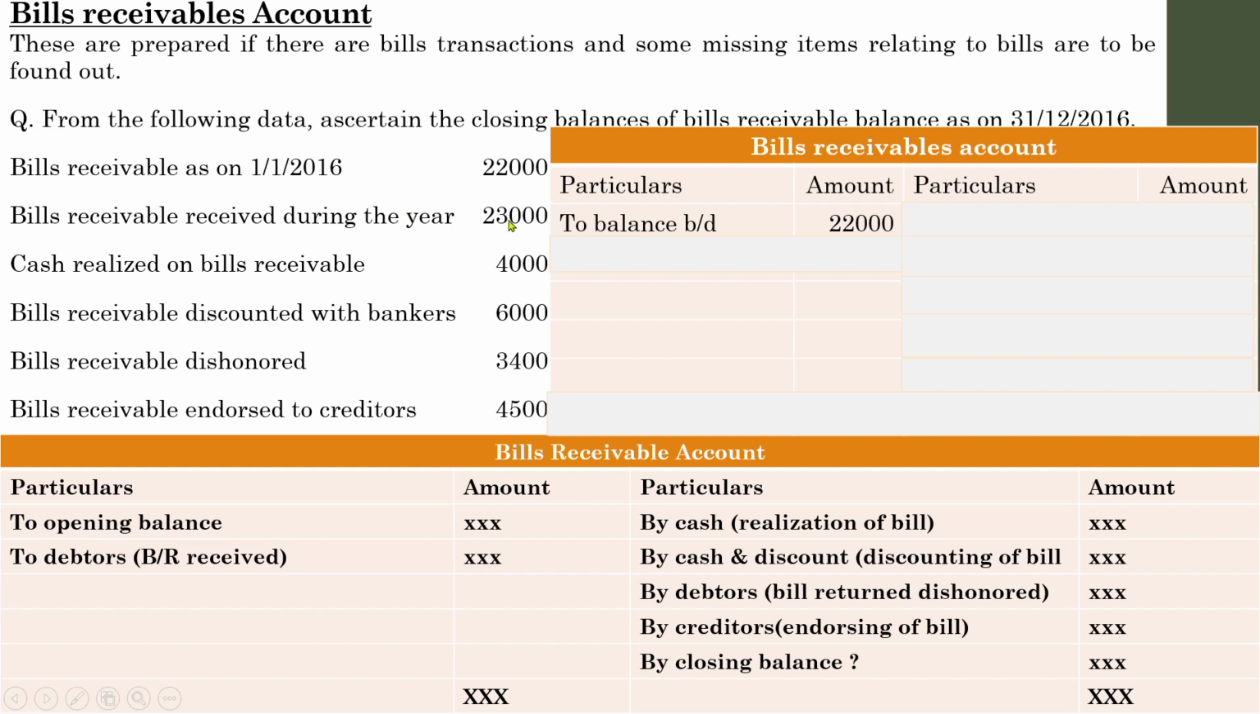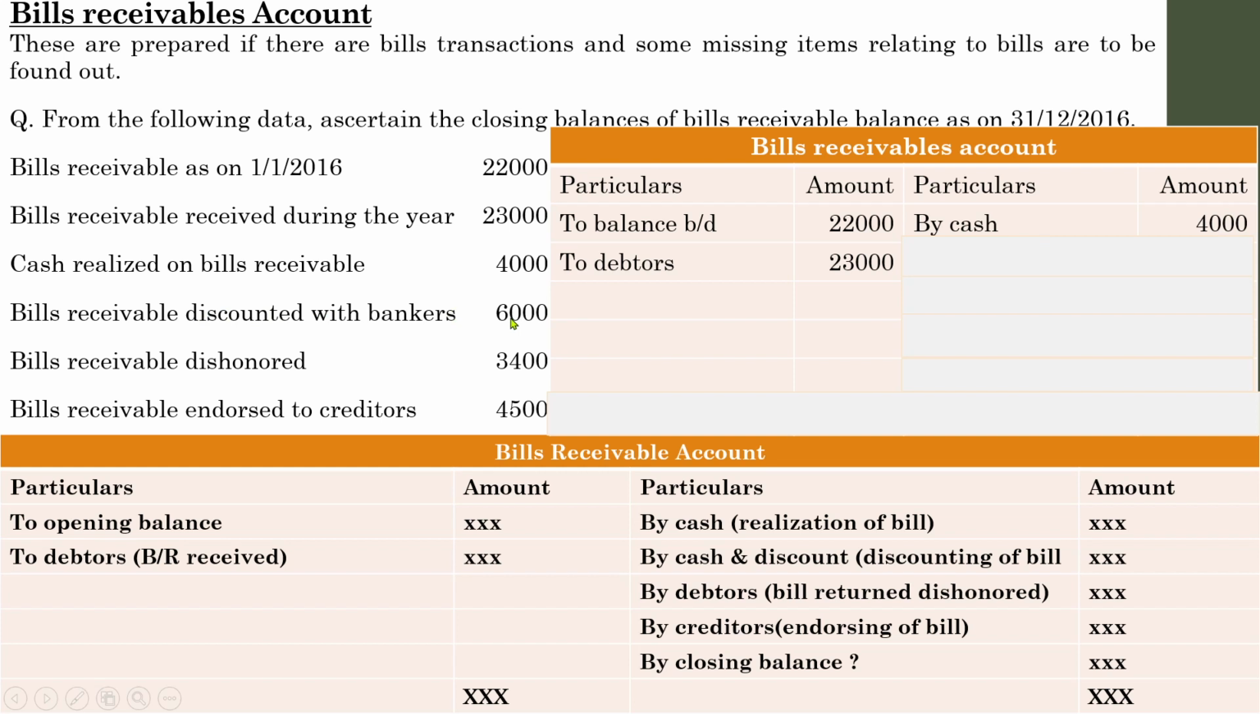That is, some amount has been received. So whenever an amount is received because of a bill, the transfer entry is cash account debtor to bills receivable. So in the bills receivable account, we will write down as by cash. See, 4,000. Next one, bills receivable discounted with bankers 6,000.